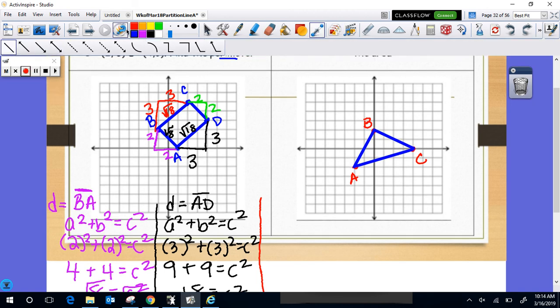So here's what we're going to do. We're going to draw a box around this triangle. Let me just use my pencil instead. Hold on, babies. I'm going to make it a dotted box so you can see. So we're going to draw a dotted box around this triangle.